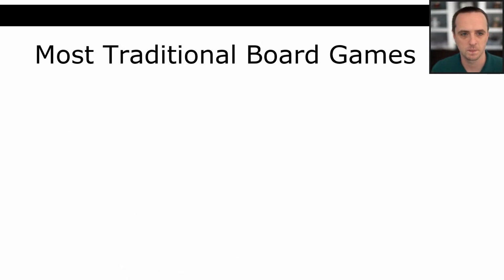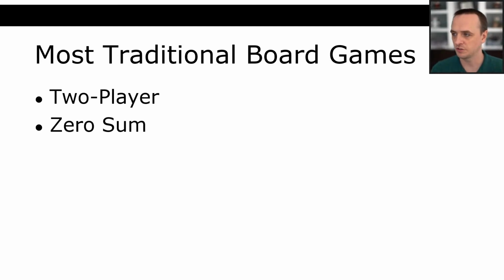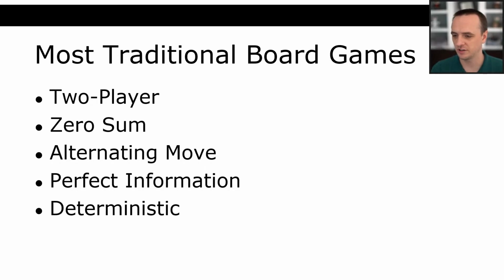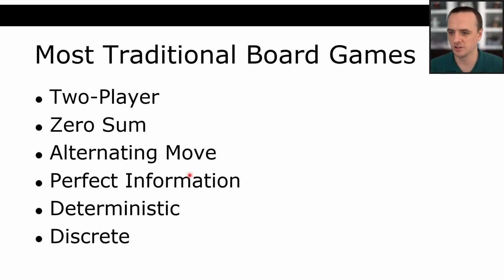That's pretty cool. So most traditional board games like chess, Go, checkers, all that kind of stuff, usually they are 2-player, zero-sum, alternating move, perfect information, deterministic, and discrete. For the most part, right? You can look at some of these and easily come up with games that don't fit this.